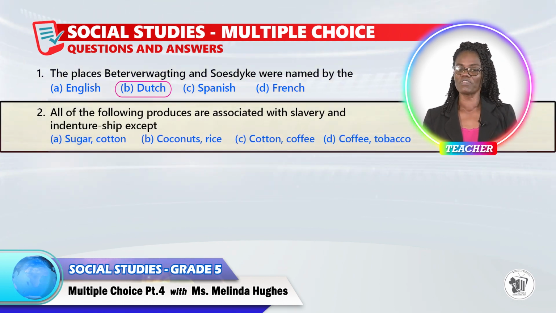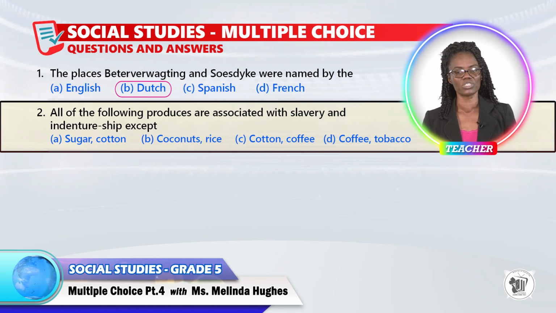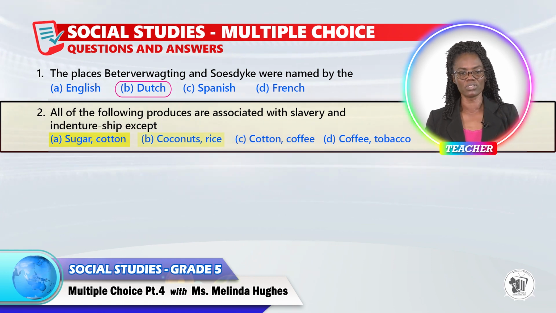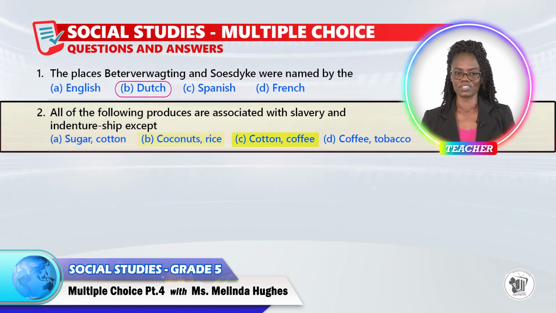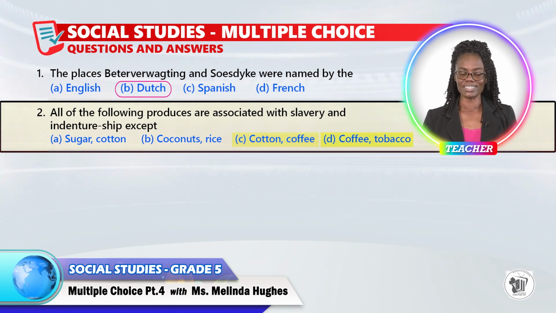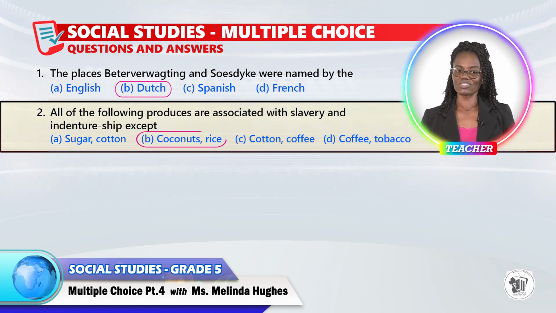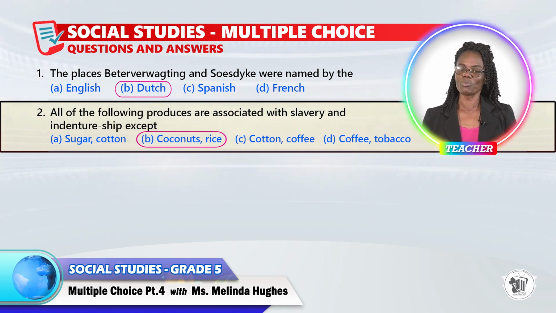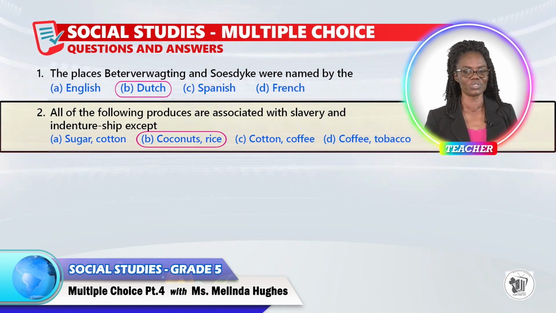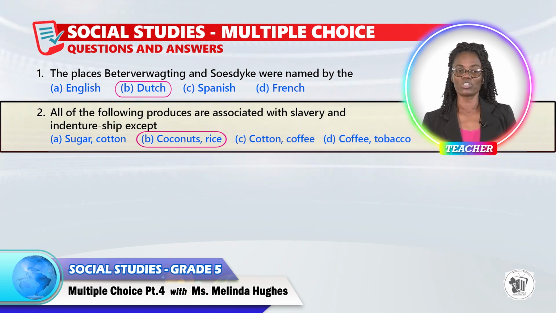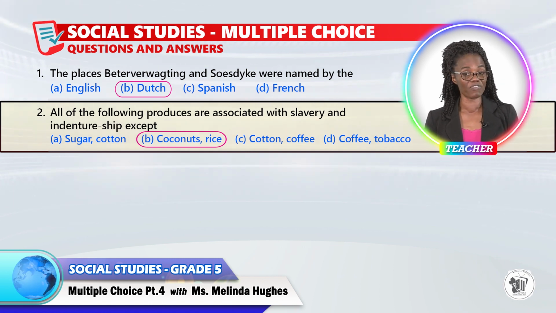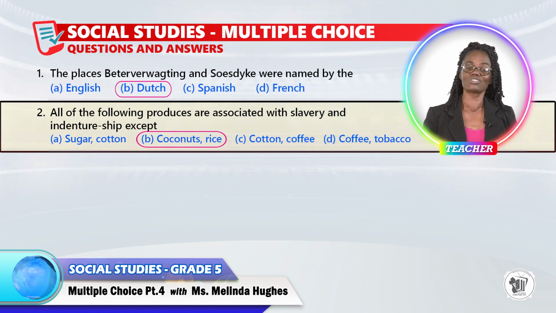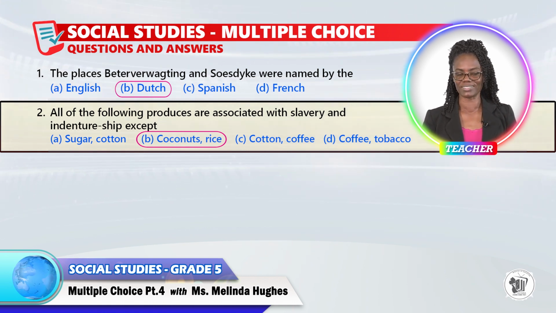Question 2. All of the following produce are associated with slavery and indentureship except A, sugar, cotton, B, coconuts, rice, C, cotton, coffee, D, coffee, tobacco. The answer to question 2 is B, coconuts, rice. These two produce are not associated with slavery and indentureship because during the period of slavery and after, which was indentureship, sugarcane, cotton, coffee, and tobacco were the crops that were planted.